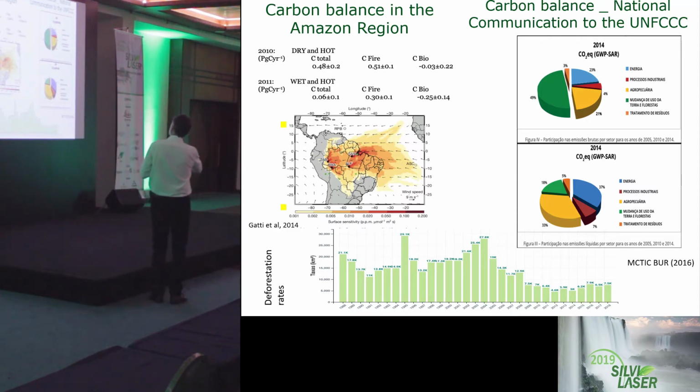But what's interesting is that for a dry and hot year, and yesterday we learned from Michael that 2010 was a dry year with a lot of fires, we have a net emission to the atmosphere of almost 0.5 petagram of carbon. And the next year, when we have a wet and hot year, we have an almost neutral balance of carbon in that region.